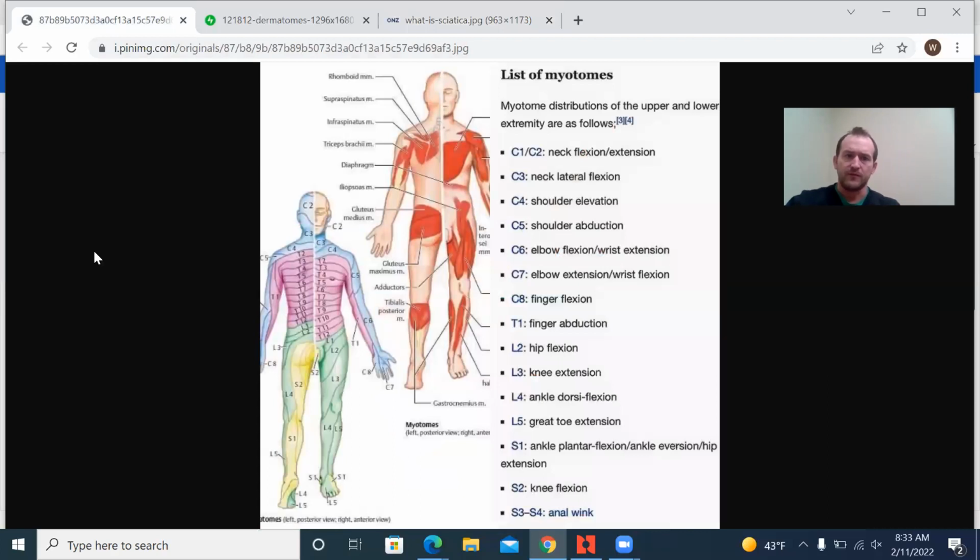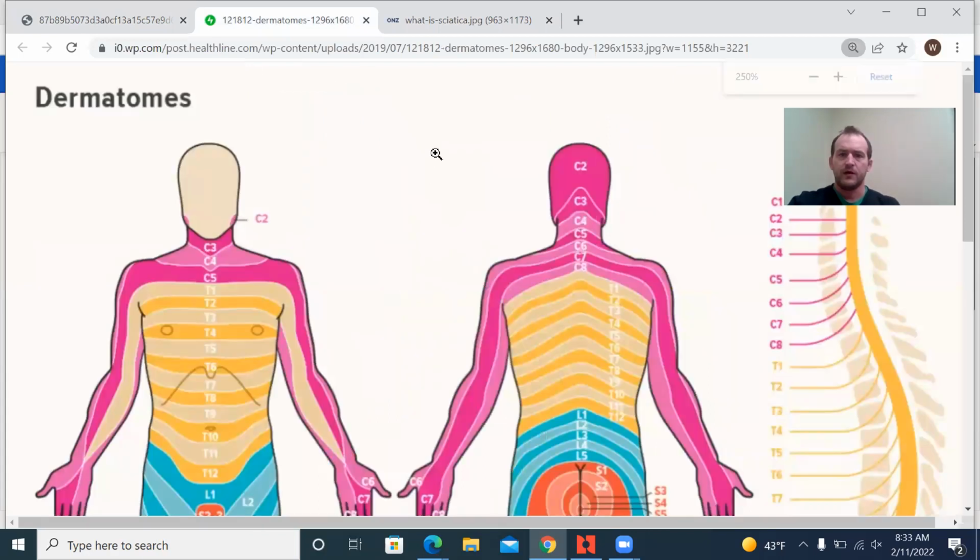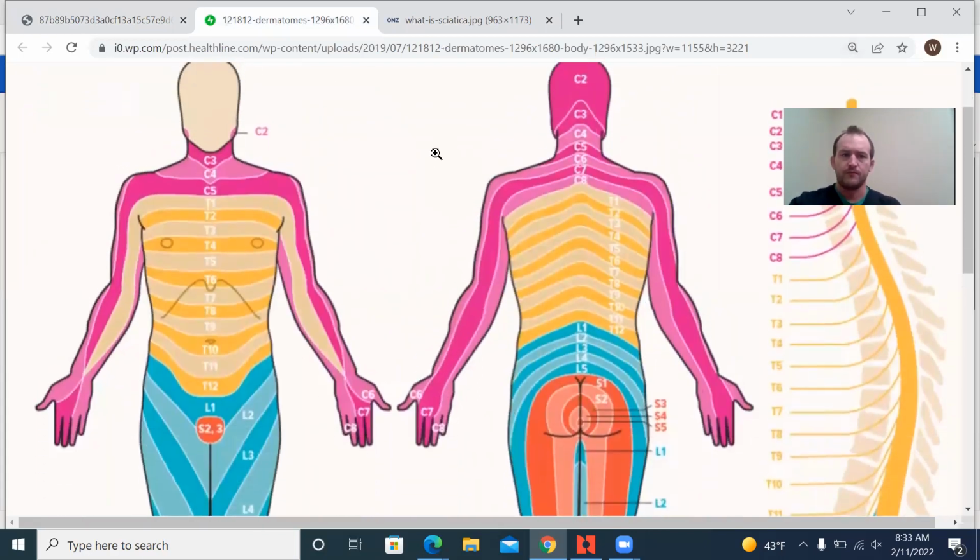Let's go to the dermatome map. So this is a funky looking, I think of this as like a circus picture, but as you can see, this striped, let me zoom in so you can see it better. This striped anatomical figure has different stripes corresponding with the different levels of vertebra, the different spinal levels.